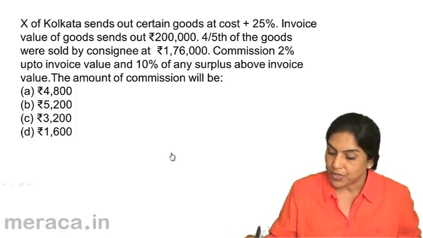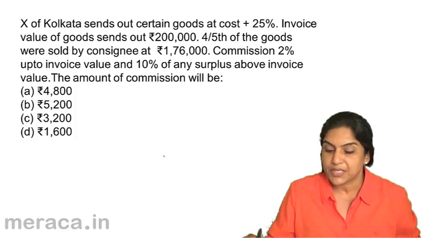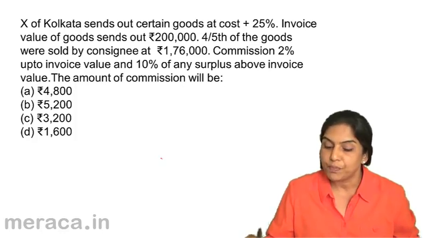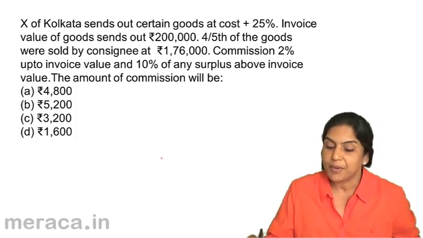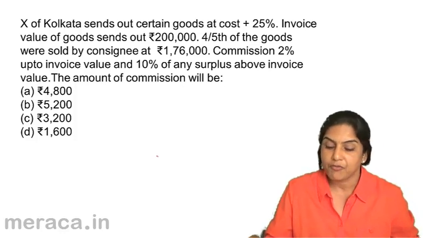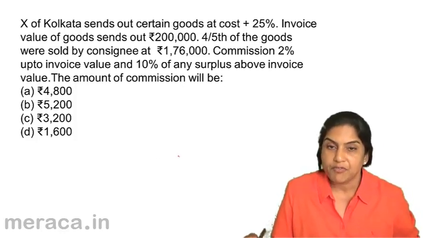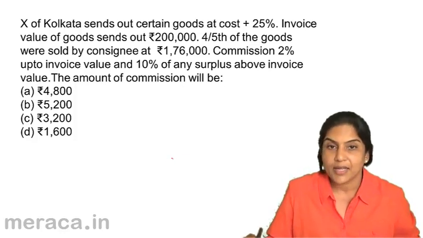Next, X of Kolkata sends out certain goods at cost plus 25%, invoice value 2 lakh. 4/5 of the goods are sold by the consignee at 1,76,000. Commission is 2% up to invoice value and 10% of any surplus above invoice value. The amount of commission will be A 4,800, B 5,200, C 3,200 and D 1,600.